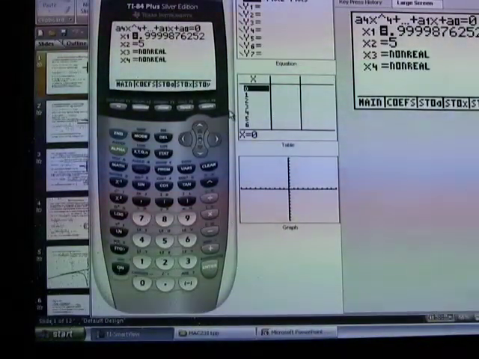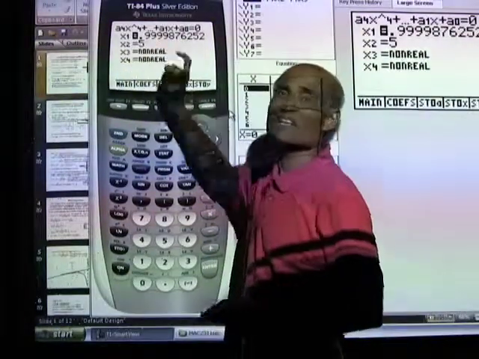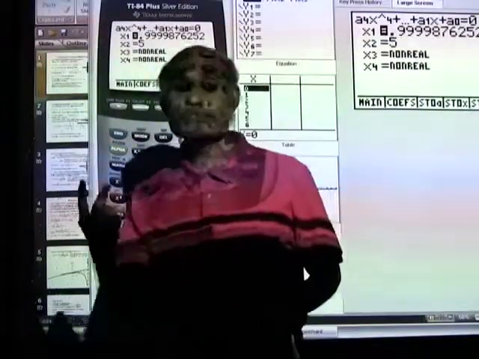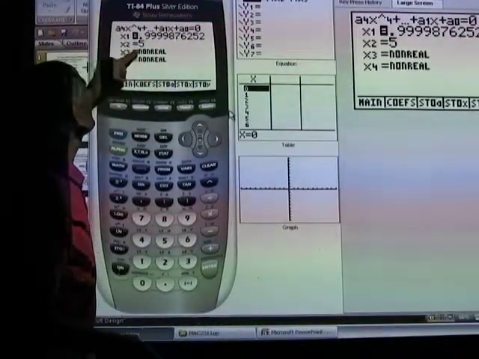Yes, it solved it. It says x1 equal to 0.999. When you see that, read it as 1. And x2 equal to 5. It gives you 2 solutions for x: x equal to 1 and x equal to 5.